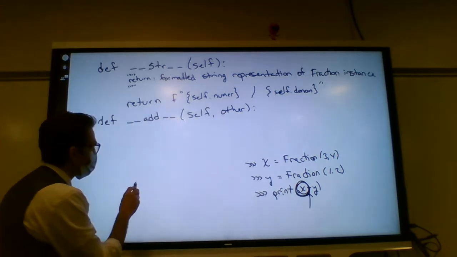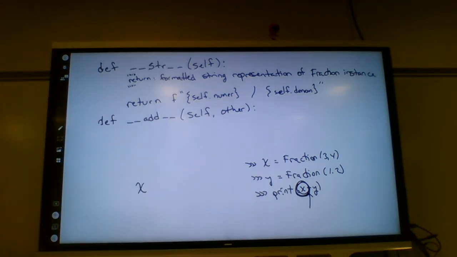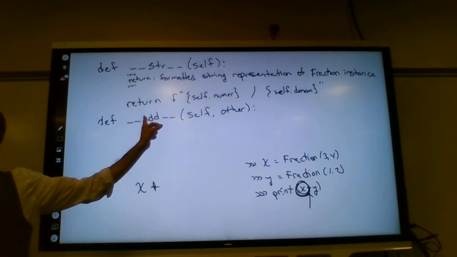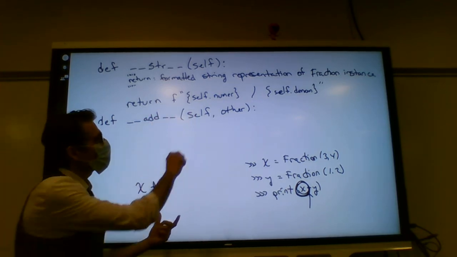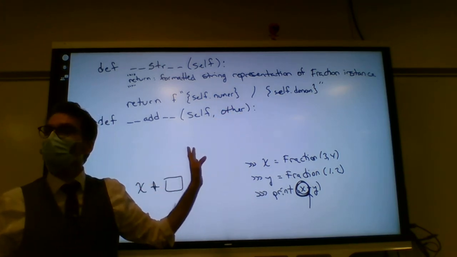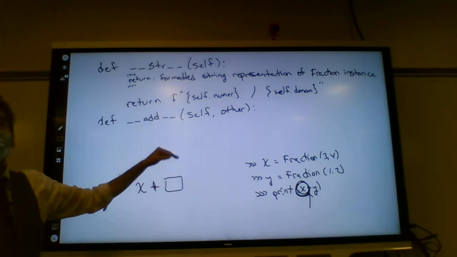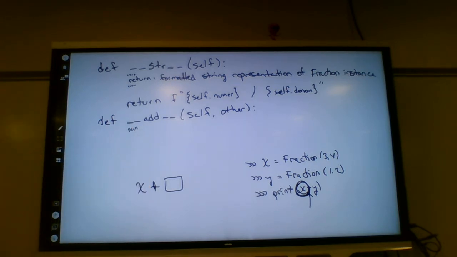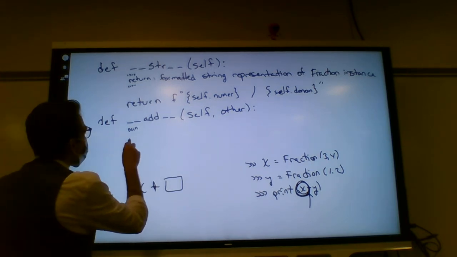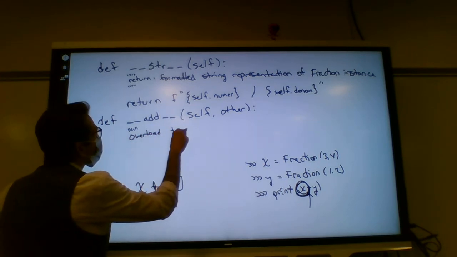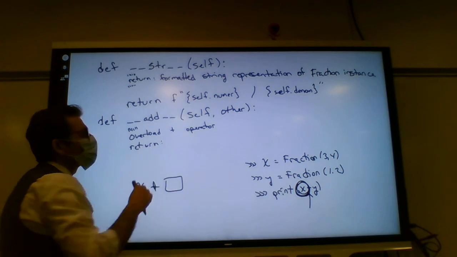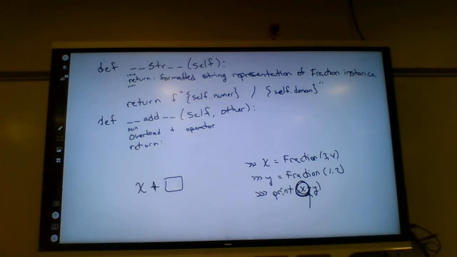Python looks at this and says x. Okay, what is x? X is a fraction. Then it looks at plus and says, oh, wait a minute, we're calling this method. So it calls this method, and this thing is self, and then whatever comes next is other. And so Python will then apply whatever rules we say down here. All right, so what is our doc string going to say? Well, in this case, we are overloading the plus operator. And we're going to return what? We want to return a new fraction with the correct values.